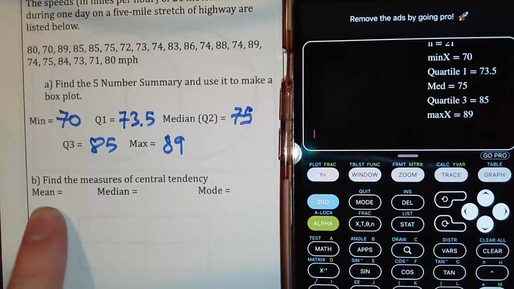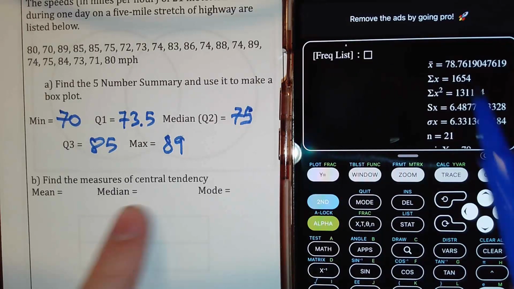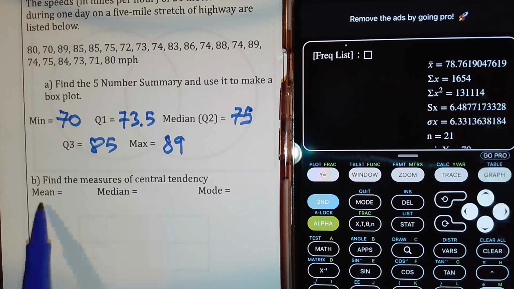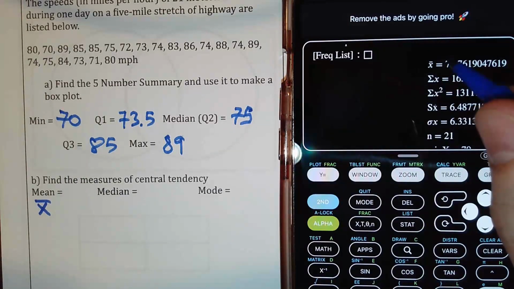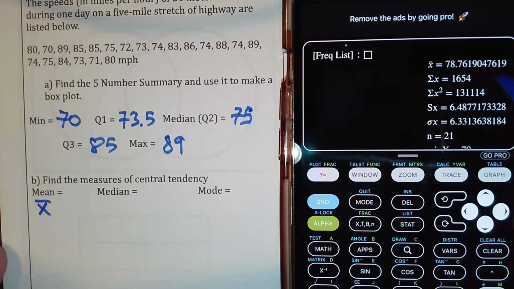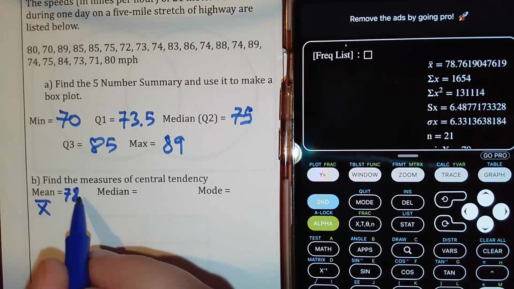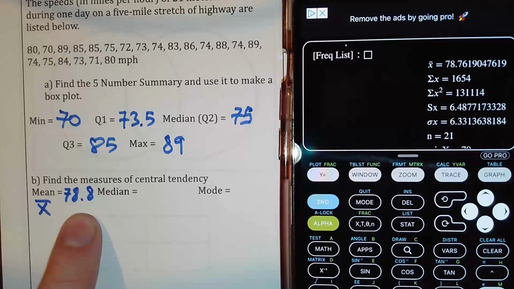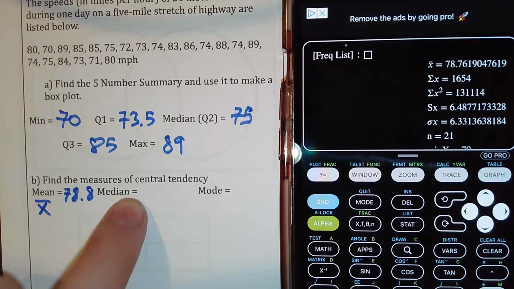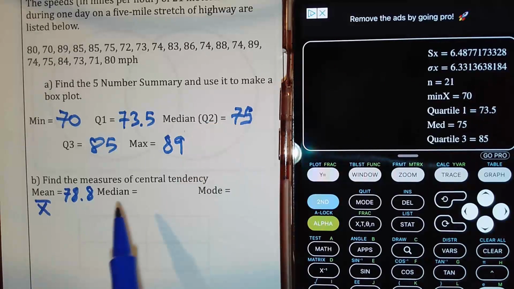Measures of central tendency are the mean, median, and mode. The mean is going to be the first number. X bar in our calculator shows up as 78.7619. I'm going to go ahead and round that to 78.8. One decimal place is fine for speed. The median, again, is the same number shown up on our list as MED, which is 75.